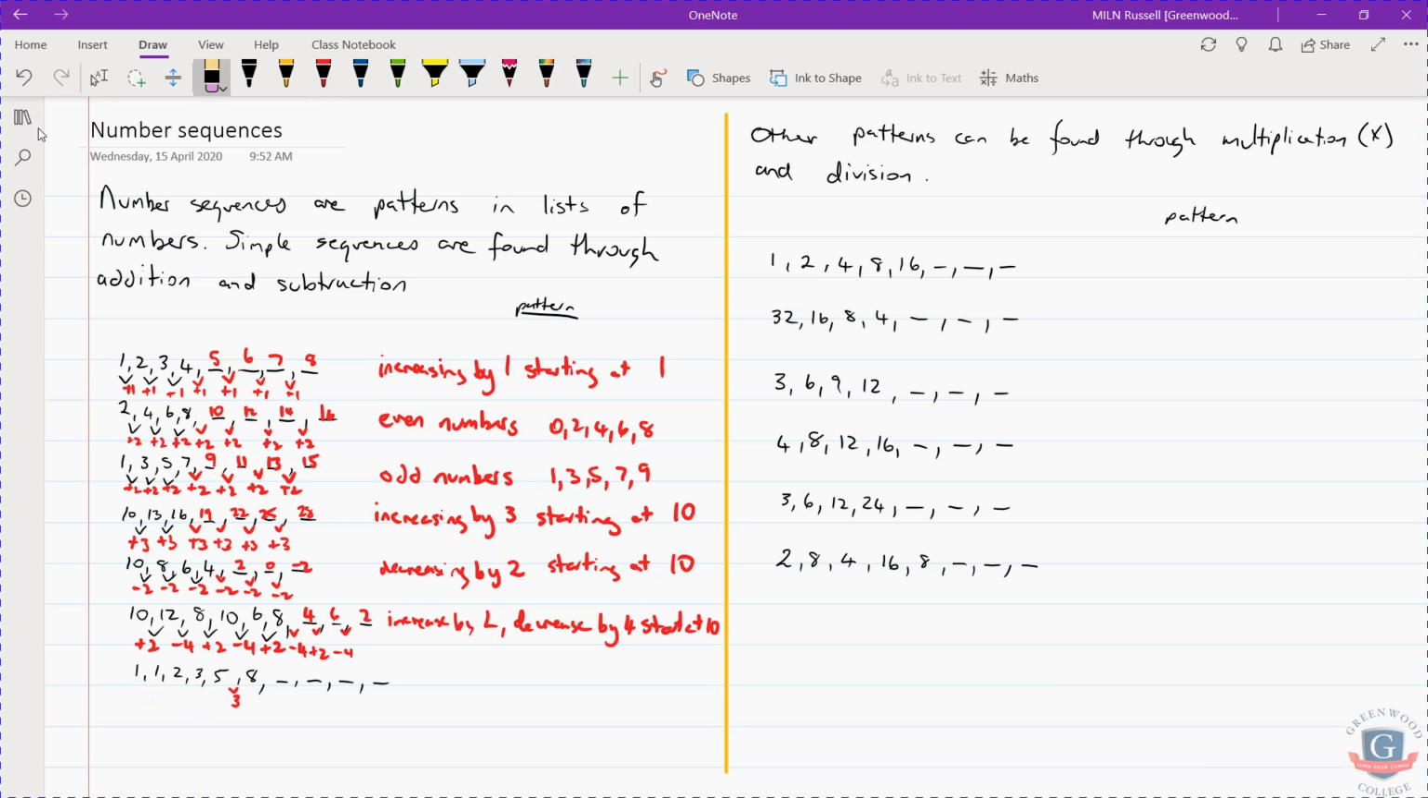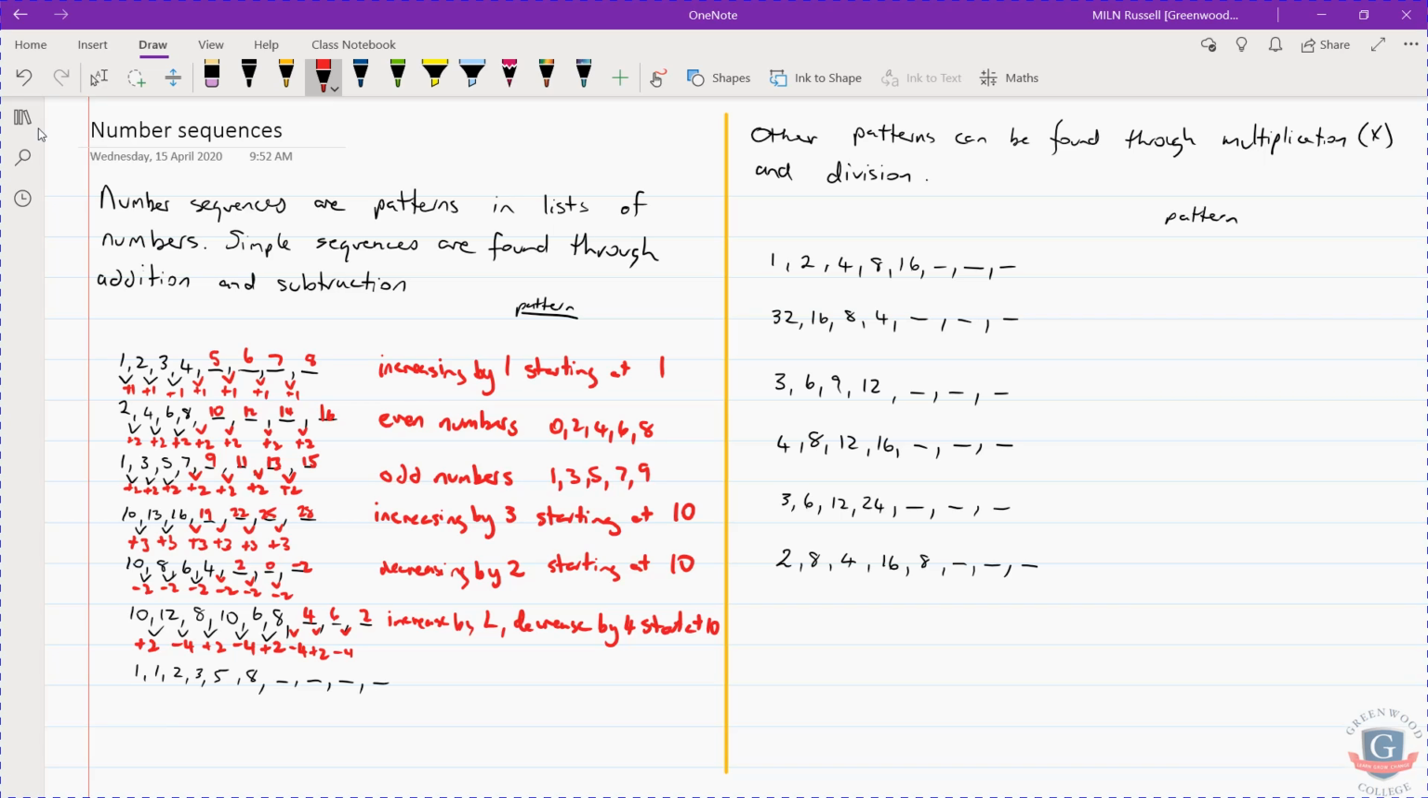Is there anything else that could be going on? I've said it's only to do with adding and subtracting, so let's have a look at anything else that could be happening. Well, 1 plus 1 is 2, 2 plus 1 is 3, 3 plus 2 is 5, 5 plus 3 is 8. So this one is equal to the sum of the previous two. Yeah, 3 is equal to 2 plus 1, 5 is equal to 2 plus 3, 8 is equal to 5 plus 3.